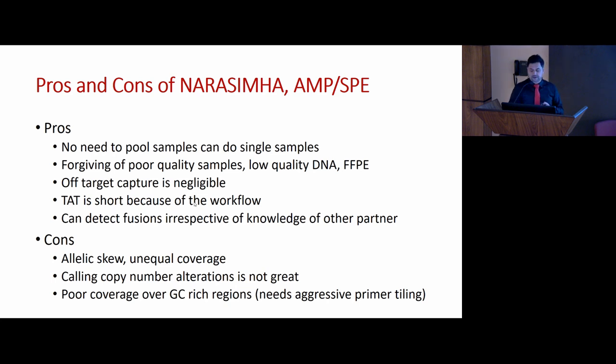Cons: allelic skew, unequal coverage, copy number alteration detection is not great at all. So same problem with amplification-based approaches. GC-rich coverage may not be great. You can aggressively tile primers here to offset it, but still it is not as great as capture-based methods.